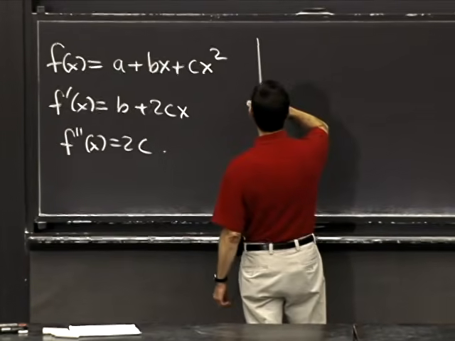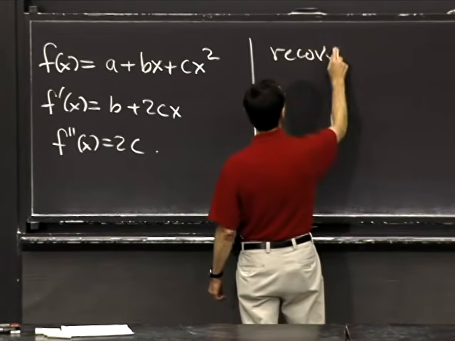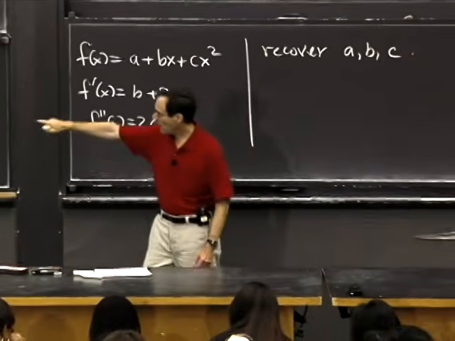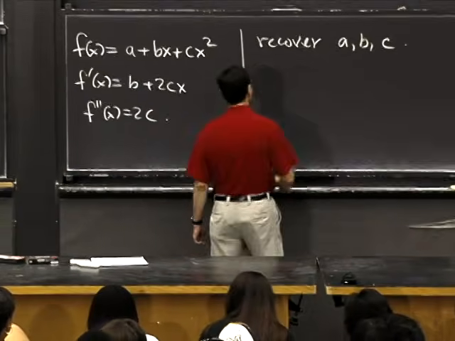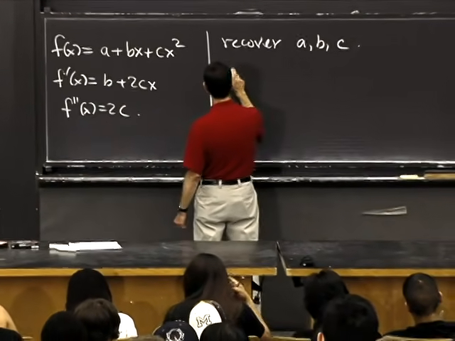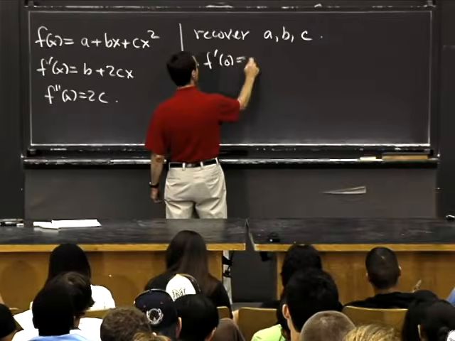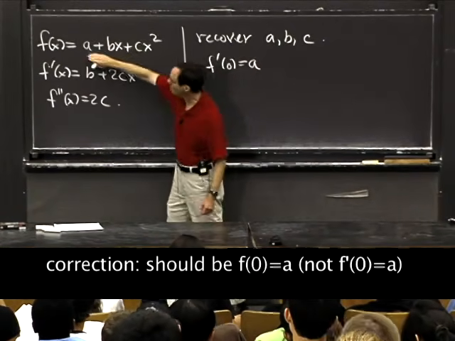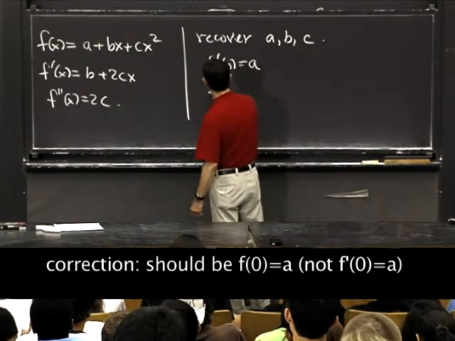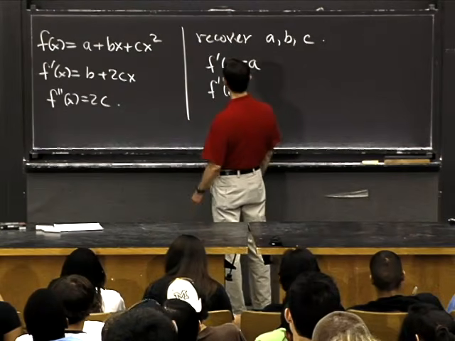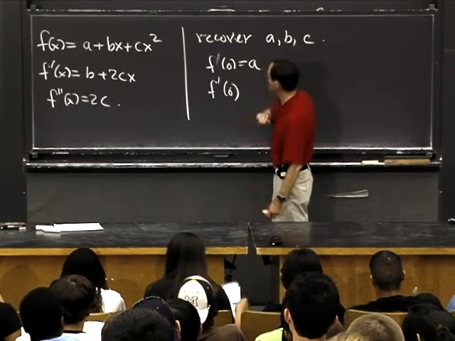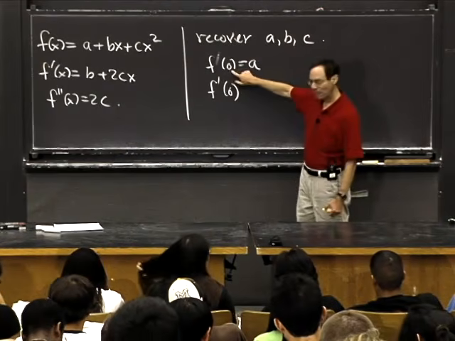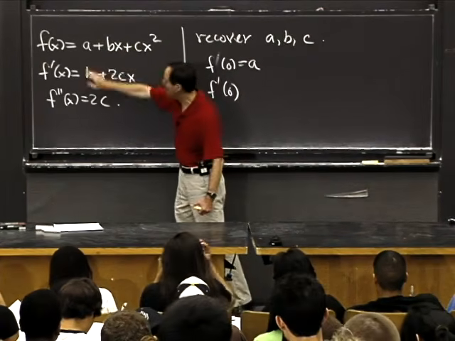What is it that we want to recover? We want to recover these numbers a, b, and c using the derivatives evaluated at 0. It's pretty easy, actually. f of 0 is a. That's on the nose. If you plug in x equals 0 here, these terms drop out, and you get a. Whoops, I wrote f prime, but what I meant was f. All right, so f of 0 is a.